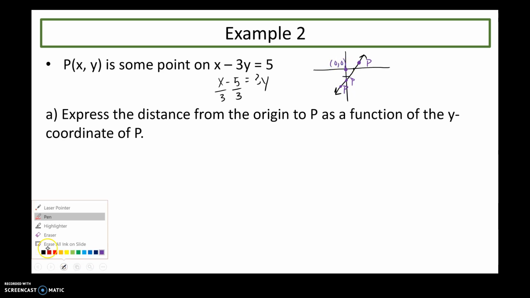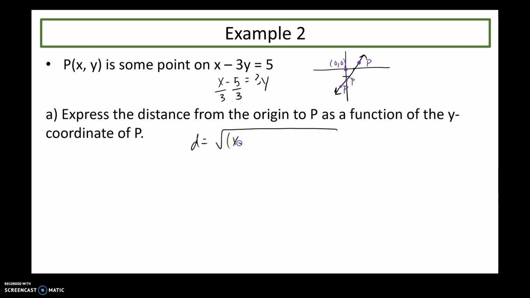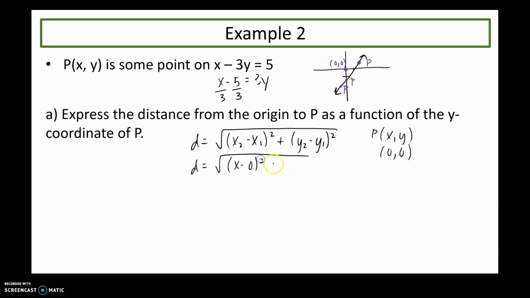All right, so here's our distance formula. Distance equals the square root of the difference in our x coordinates squared plus the difference in our y coordinates squared. All right, our distance formula, we can think of it from the Pythagorean theorem. So now I'm going from point P, which has coordinates x comma y, to the origin, and the origin is the point 0, 0. So my distance is going to be x minus 0 quantity squared plus y minus 0 quantity squared. Okay, x and y are the coordinates of P, 0 the coordinates of the origin.